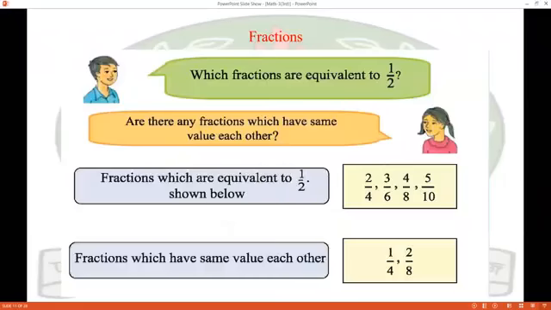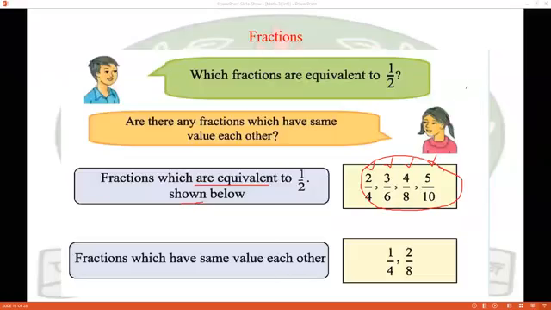Which fractions are equivalent to half? Are there any fractions which have the same value as each other? You have to find them. So the fractions which are equivalent to half are shown below. These are 2 by 4, 3 by 6, 4 by 8, 5 by 10, because these fractions are equivalent to 1/2.